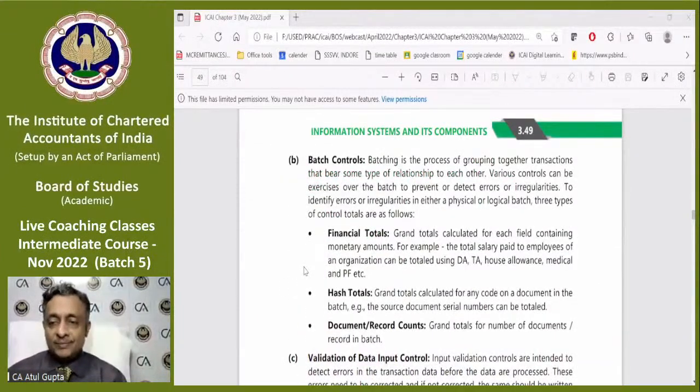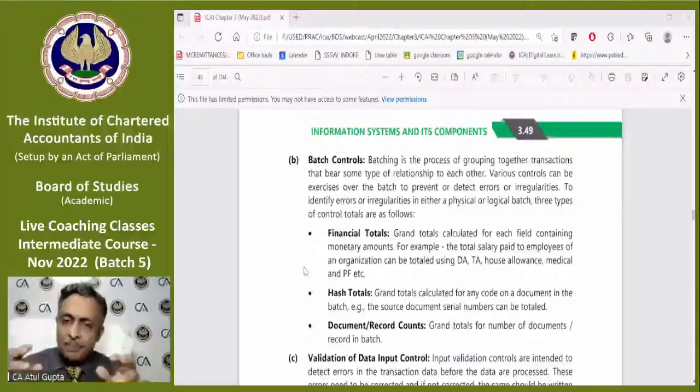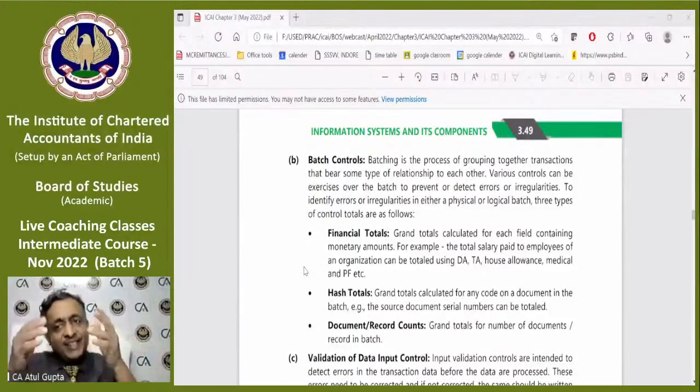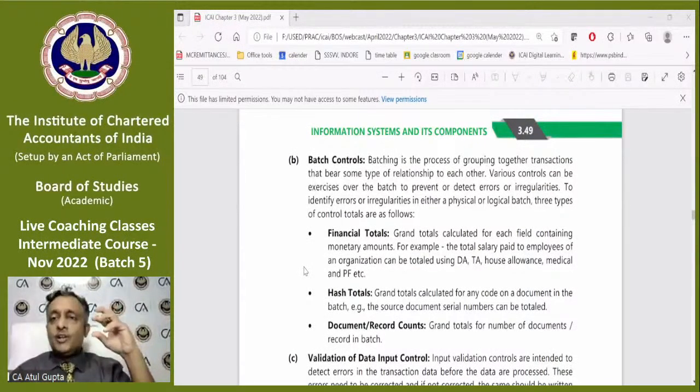Then this is important. Batch controls. Now, what exactly is a batch? See, what is happening is that you create a transaction, put it in the system, and it is immediately processed. That is called an online real-time process. In batch, you accumulate transactions and process. That is called a batch process. For example, bank NEFT and bank RTGS are done in batches. So they accumulate 2 hours of NEFT and process that together. So that is a batch process.